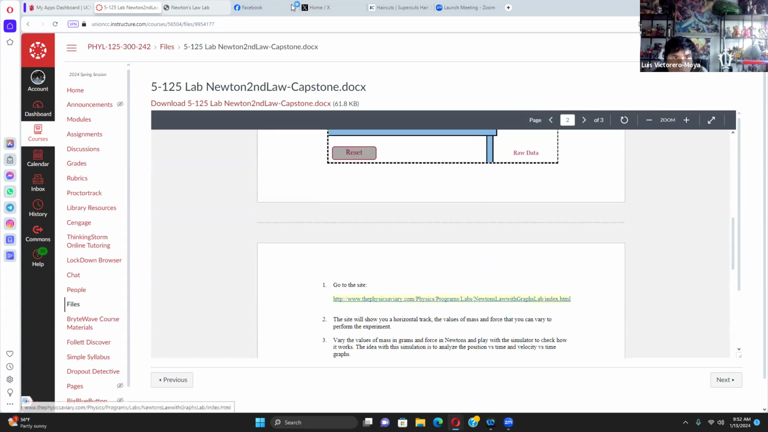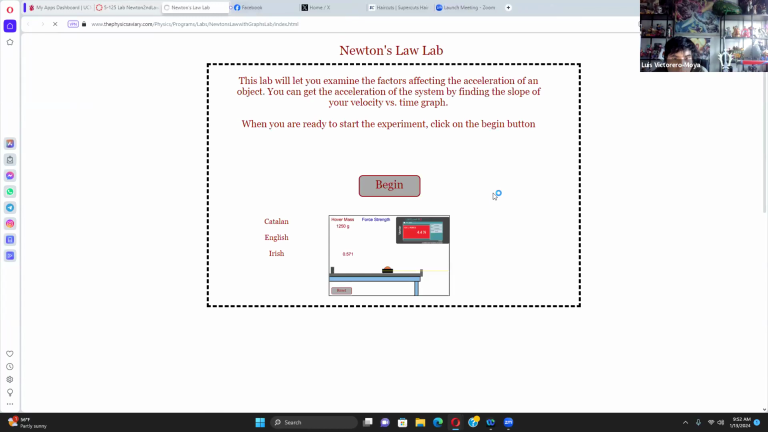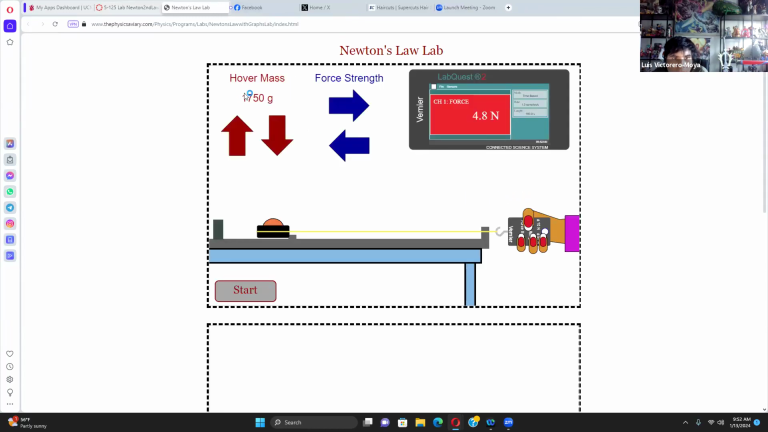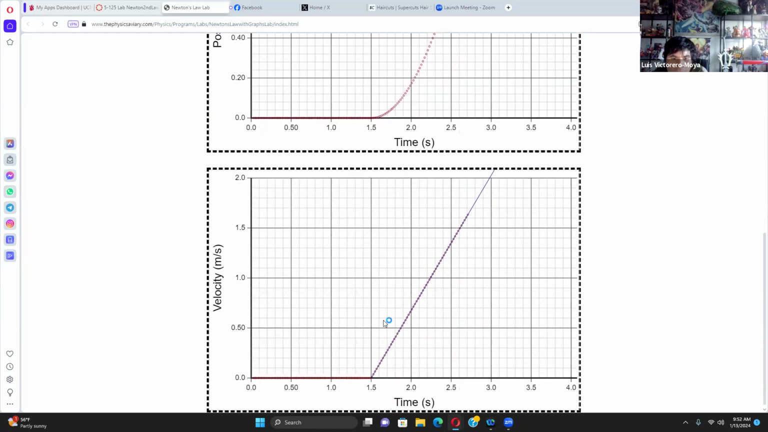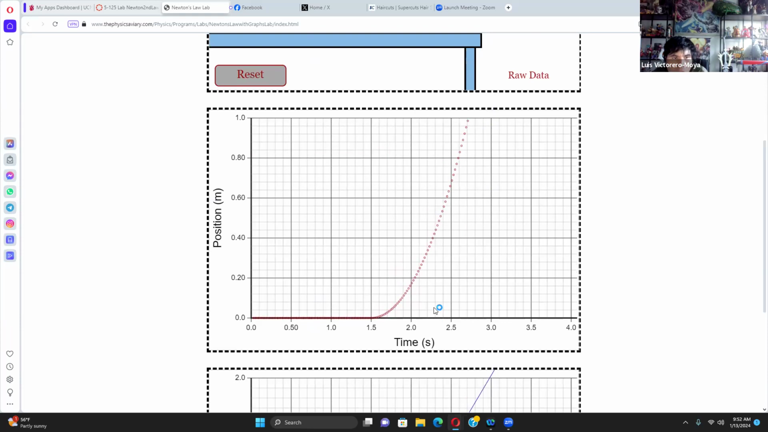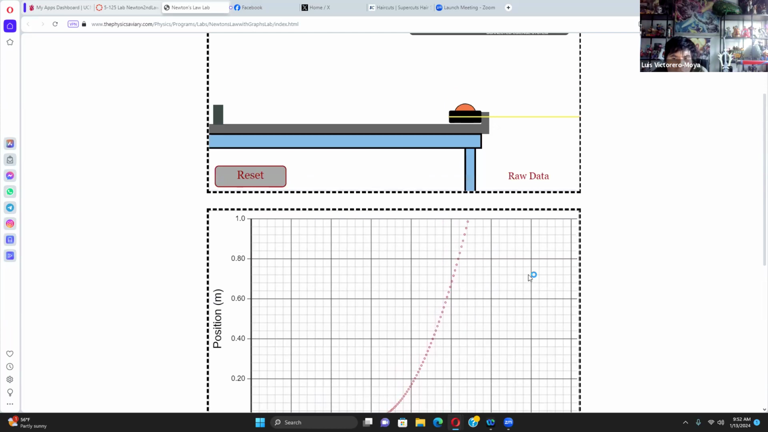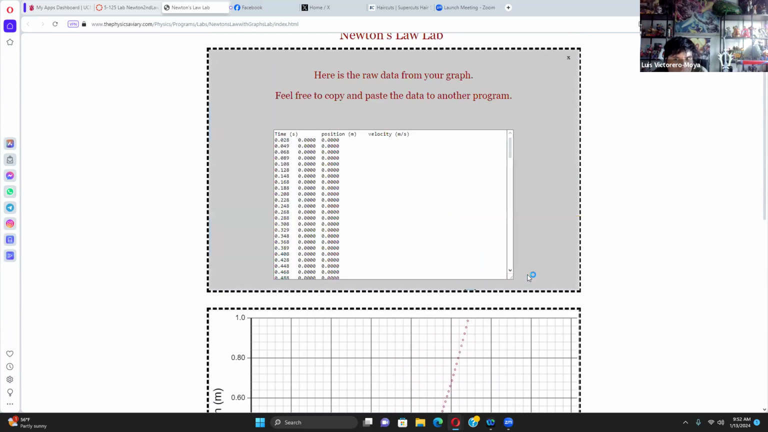So pretty much what you do is you open this simulator. You can change the value of this mass. It's all in 1,000 grams. So you can change the value of the force here. Let's say I put 3.8 and 2,750 grams. That's 2.75 kilograms. You start a simulation and then you find the graphs here, which you are not entirely going to use. Like you can see them here, but I want you guys to use the raw data.